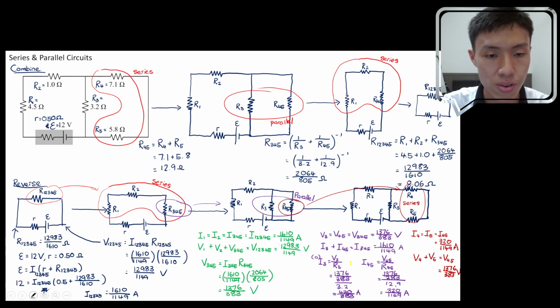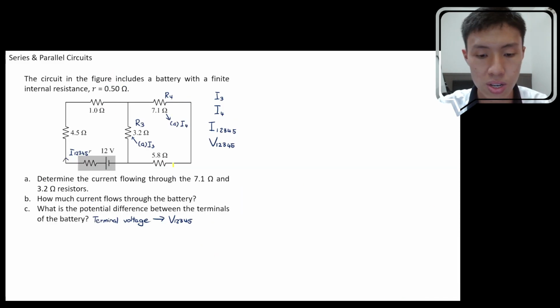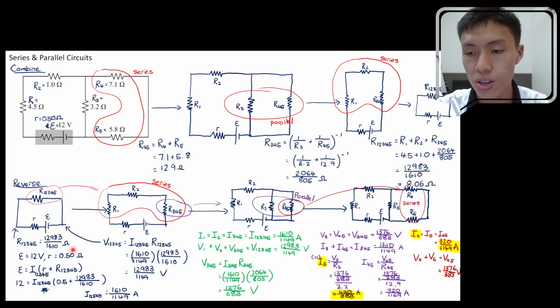Let me highlight what we have determined. I3 is this value. I4 is this value over here. Okay, then next, they also ask for the current that flows through the battery. So that's I12345. You had it from earlier, I12345 over here.